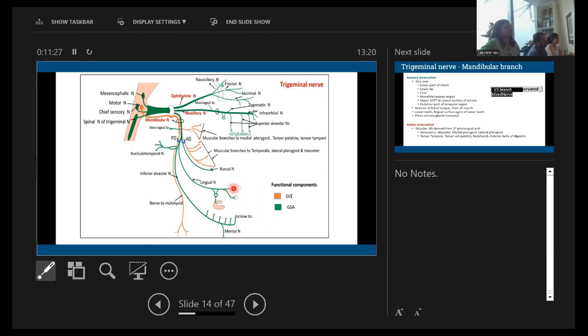So 3 sensory, right? And 1 motor. The motor will go to the pterygoid, so the medial pterygoid, that is the main branch, comes down.